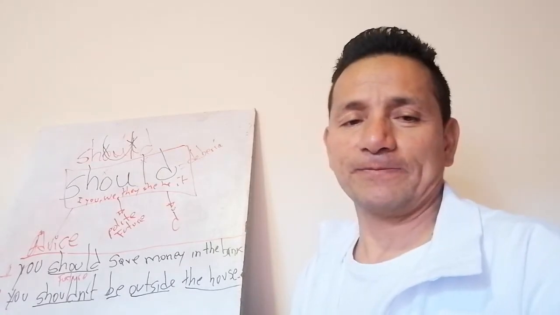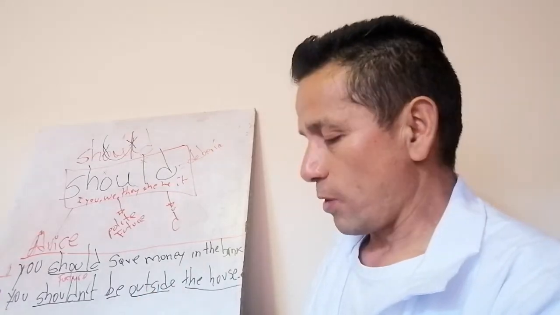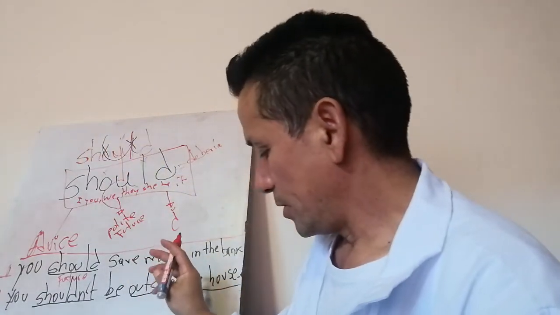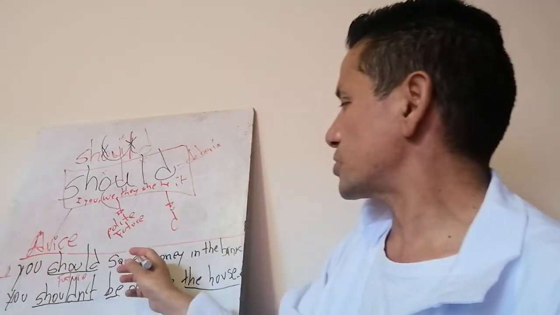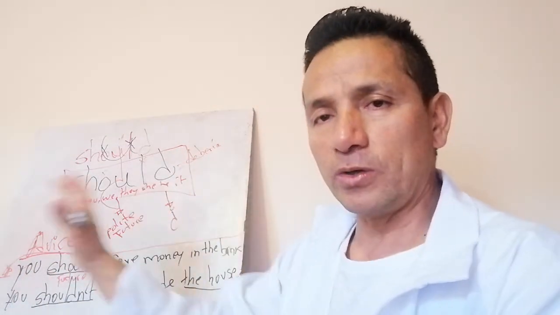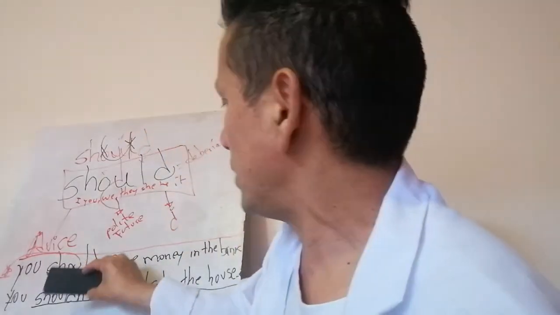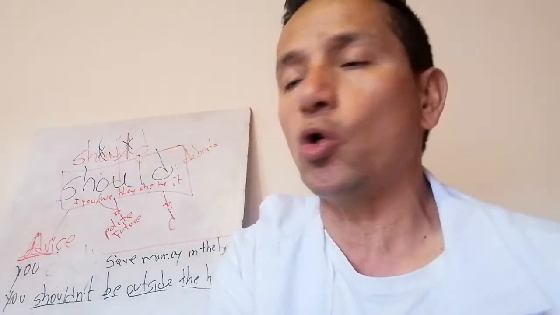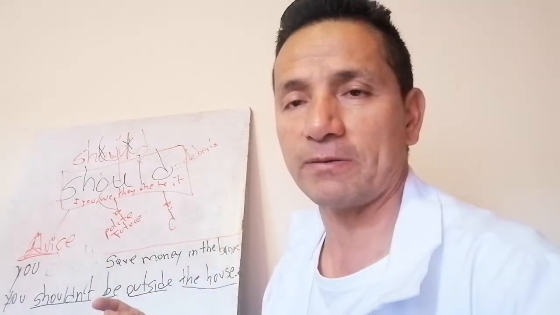Remember something else. If we want to express a question, so this should is also a question mark. So if you want to make a question using should, you should save money in the bank. So you change the position. Yes, go to the first. Entonces cambiamos la posición para hacer la pregunta. El should lo colocamos de primero y ahí estaríamos haciendo una pregunta porque should es un auxiliar también que nos indica que podemos hacer preguntas.